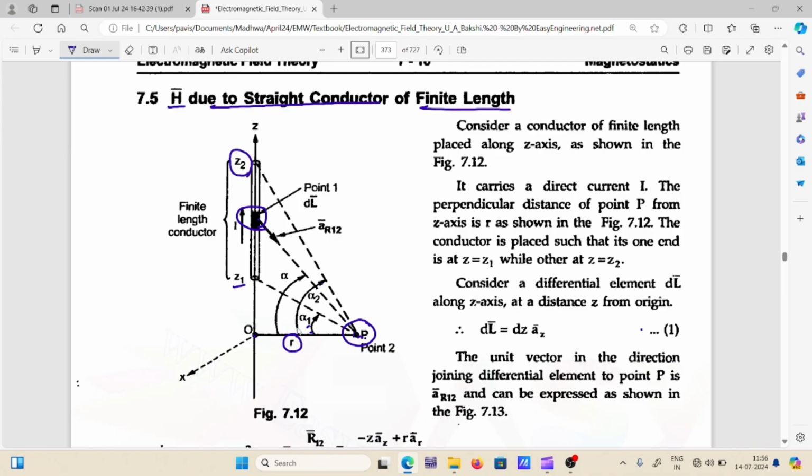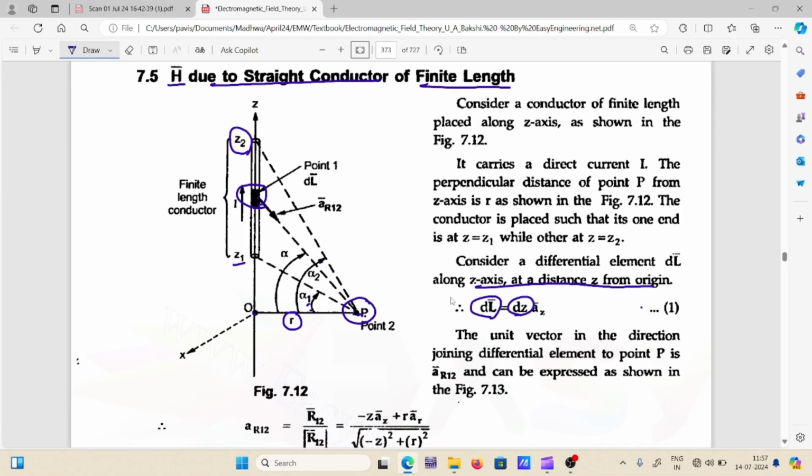Okay, so it is the same as the infinite length case. The difference is that there we consider minus infinity to plus infinity as the value for z. Here it is Z1 to Z2 because this conductor has a specific length. Consider a differential element dl along the z-axis at a distance z from the origin. So we can write dl equal to dz. By placing the conductor on the z-axis, we can write dl equal to dz in the direction az.